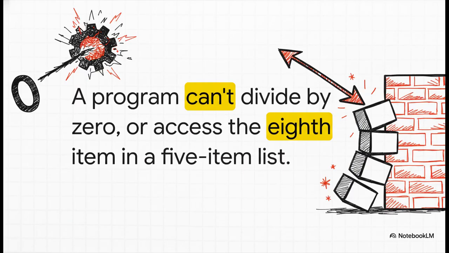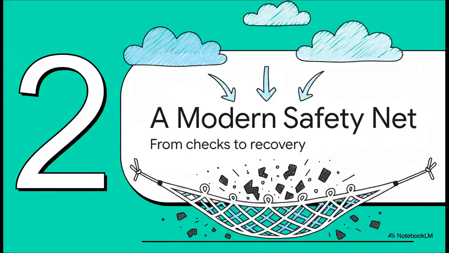And why do they blow up? Well, it's because programs have to follow rules, strict rules. They just can't do things that are logically impossible. You can't divide a number by 0, and you can't ask for the 8th cookie in a jar that only has 5. In the old days, if a programmer didn't think to check for every single one of these impossible situations, the whole thing would just freeze up. Game over.